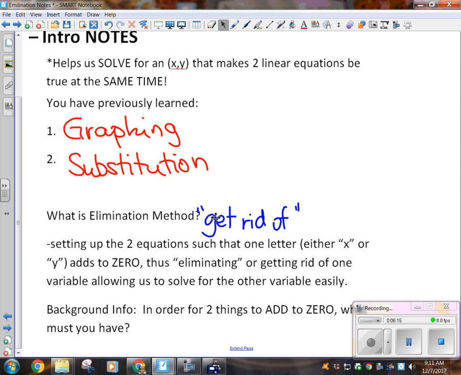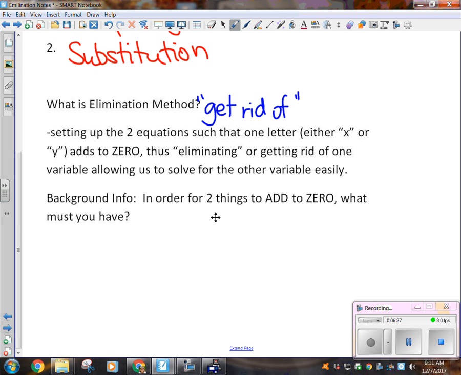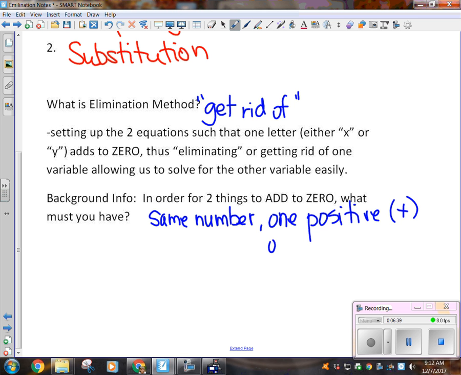That means I need to have one positive and the same number negative. Does everybody understand that? One positive, one negative. That way we can add to 0. So in order to add to 0, what must you have? Same number. Write this down. Same number, one positive, and one what?